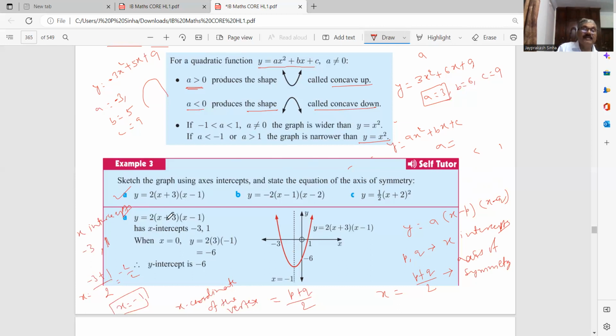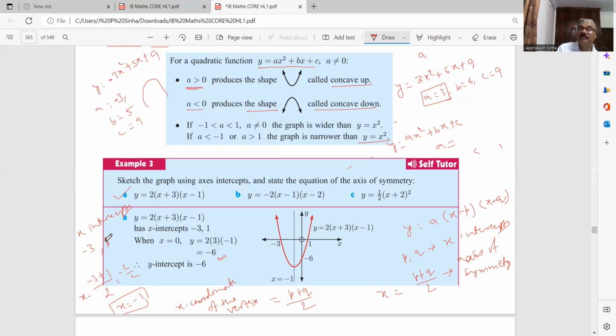The y-intercept we can find by putting x is equal to 0. How will you find the y-intercept? In this you put x is equal to 0, because on the y-axis the value of x is 0. So put it here, x is equal to 0. So this will be plus 3, this will be minus 1. So 2 multiplied by 3 multiplied by minus 1 will give you minus 6. So minus 6 is the y-intercept.